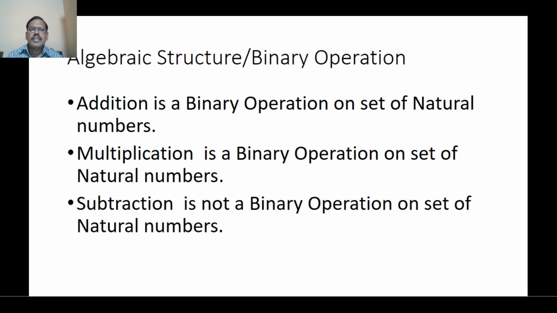Addition and multiplication are binary operations on the set of natural numbers as well as the set of integers. Subtraction is not a binary operation on the set of natural numbers. Natural numbers consist of 1, 2, 3 and so on. 2 minus 3 is equal to minus 1, which is not a natural number, and hence subtraction is not a binary operation on natural numbers.